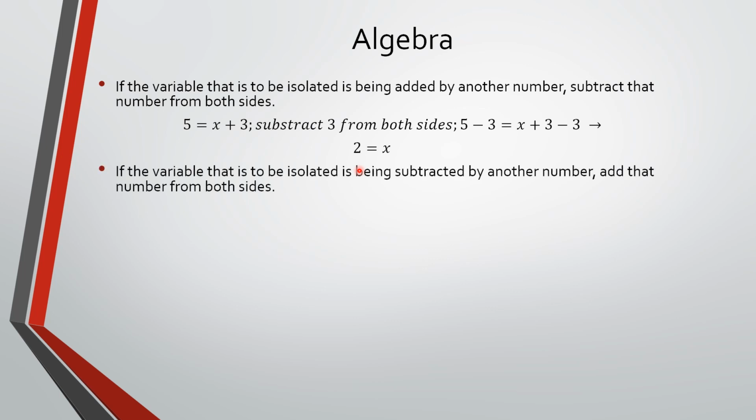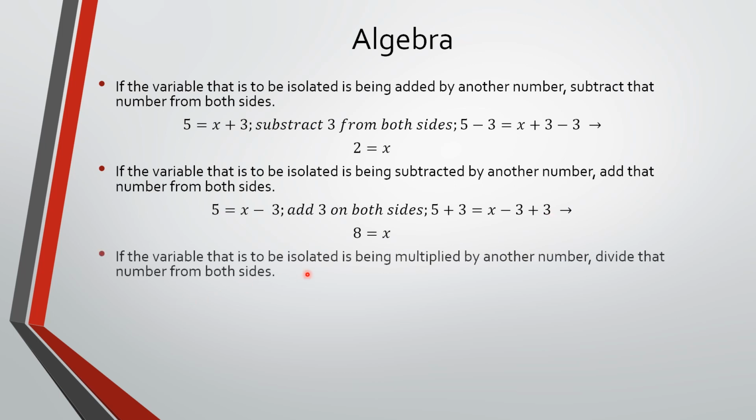If the variable that is being isolated is being subtracted by another number, add that number to both sides. So we have the same thing, but now we're subtracting the 3. We add the 3 on both sides. We add the 3 here, we add the 3 here. We get the x by itself, and now we have 8 equals x. If the variable being isolated is being multiplied by another number, we divide both sides by that number. So we have the same setup here with the x, but instead of adding and subtracting, we're multiplying by 3.